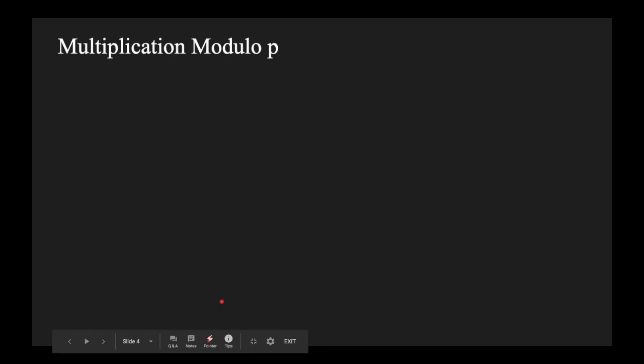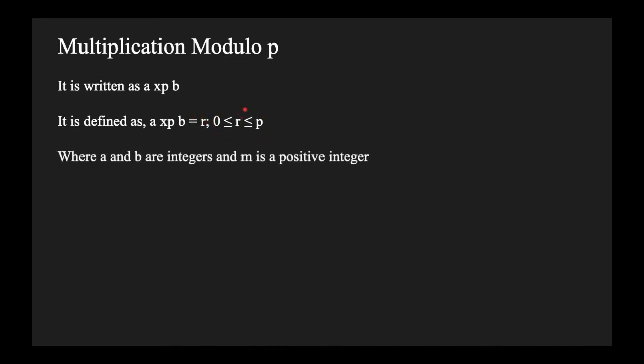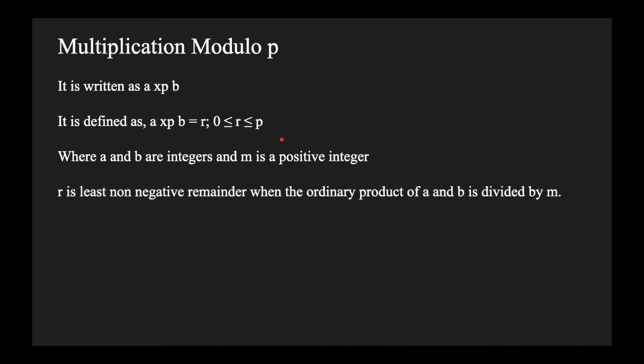Next, in the same manner, multiplication modulo P, it is written as A cross subscript P B. It is defined as R, where R is between 0 and P, where A and B both are integers and M is a positive integer. Here there is no restriction for positivity and negativity of A and B, but M is strictly a positive integer. R is the least non-negative remainder when the ordinary product of A and B, that means A into B, is divided by M.